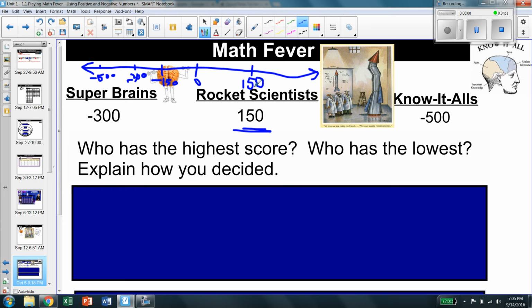So 150, I think we've said, is definitely the highest score. Then if we look here, well, we have 2 negative numbers. Which one's the higher one? And you might be drawn to this one because 500 and 300, 500's bigger, but they're both negatives. This one is closer to being positive, so that makes it a bigger number. So Rocket Scientists are in first place, Super Brains are in second place, and in last place with the lowest overall score would be the Know-It-Alls. And again, a number line really helps demonstrate this point very nicely.